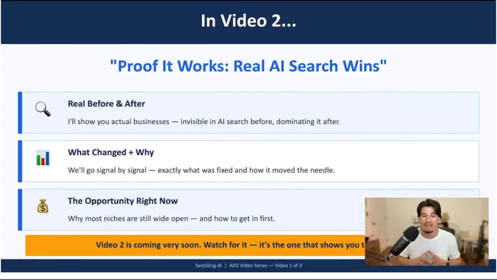You're going to see real AI search wins. You're going to see real before and after. So we're going to show you actual businesses. We're going to show you how they were invisible in AI search before and how they are dominating it after. We're going to show you what changed and why. We're going to show you signal by signal exactly what was fixed and how it moved the needle, and the opportunity that's available right now, why most niches are still wide open, and how to get in first, which is more importantly, be the first one there, be the one to dominate.